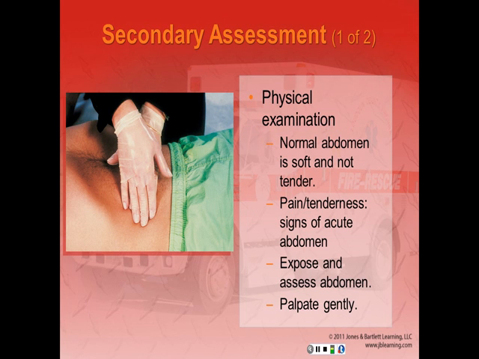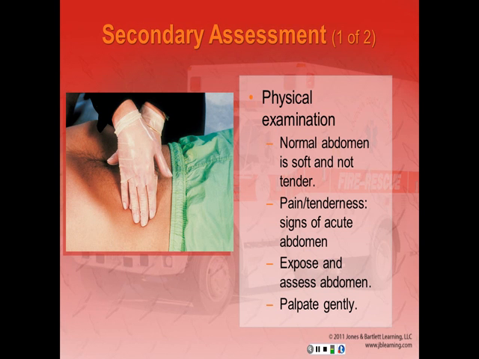Perform your physical exam. A normal abdomen is soft and not tender to the touch. Pain and tenderness are the most common symptoms of the acute abdomen. Localized pain may give clues to the problem organ, and muscles of the abdominal wall may become rigid involuntarily. This board-like muscle spasm is called guarding.